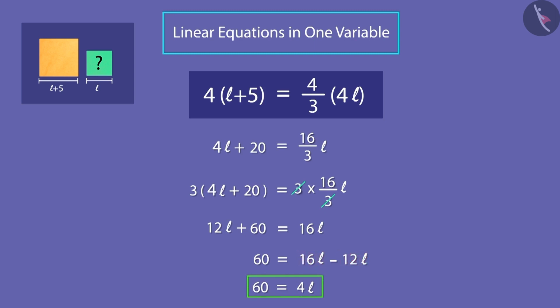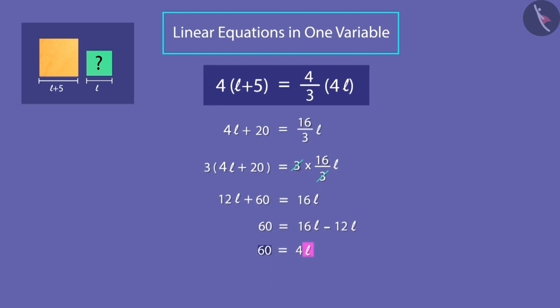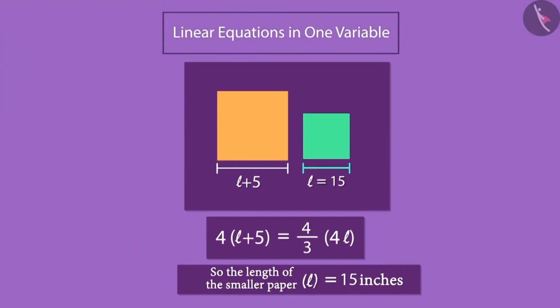Now we get an equation of a known form. Finally, we got the variables on one side and constants on the other. To find the value of L, let's divide both sides by 4. Finally, we get the value of L as 15. So, the length of the smaller paper is 15 inches.